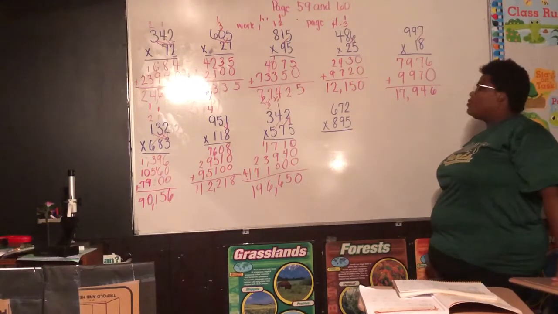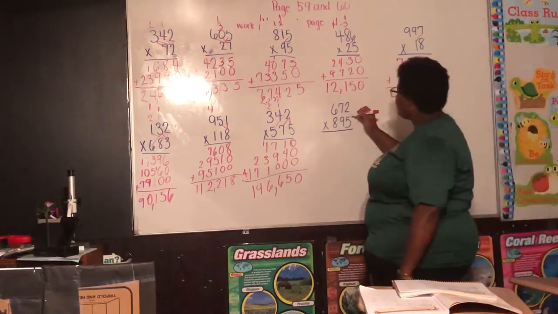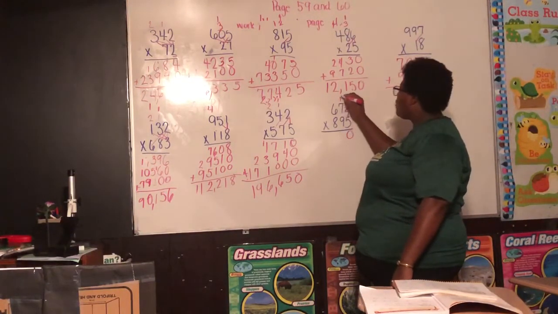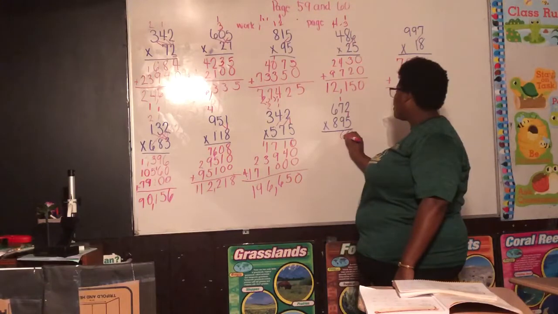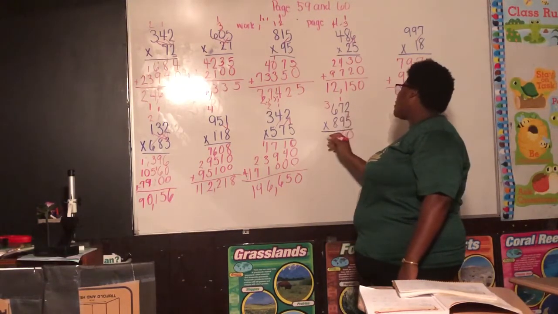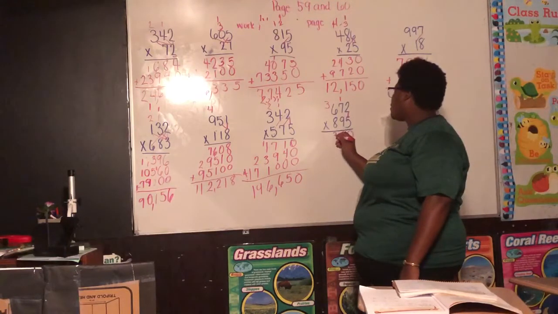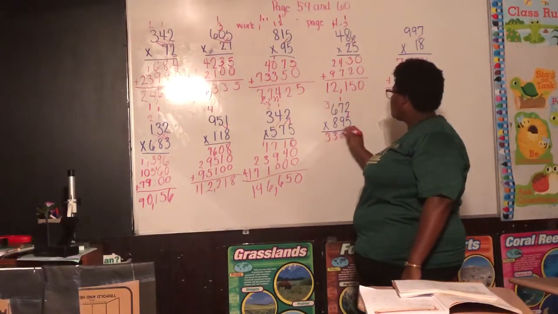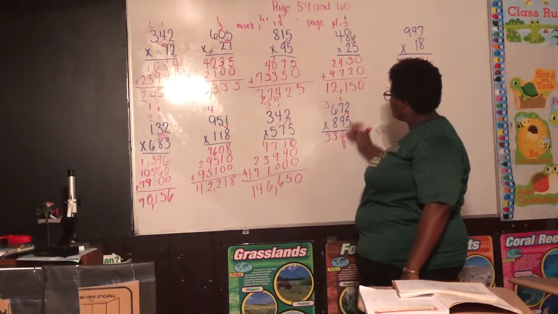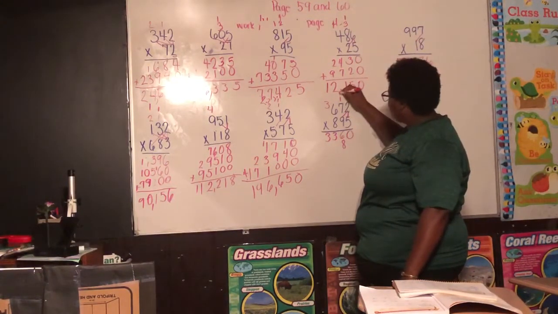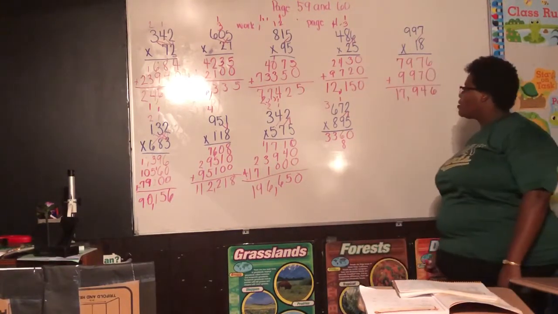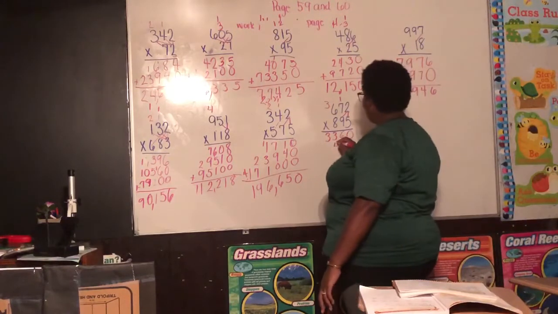Now, again, start off regular. 5 times 2, 10. 5 times 7, 35, plus the 1 more is 36. 5 times 6 is 30, plus 3 is 33. 9 times 2 is 18.